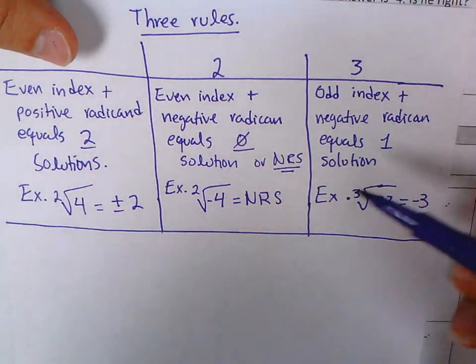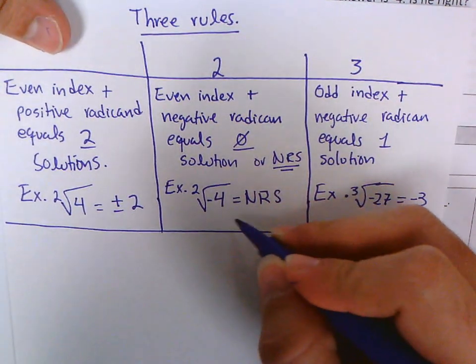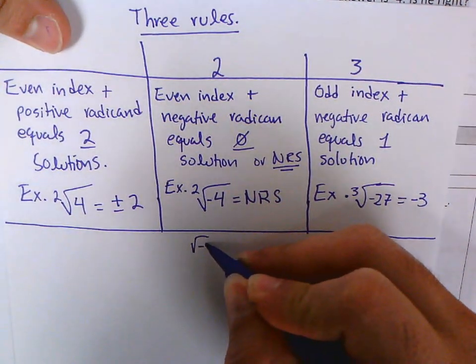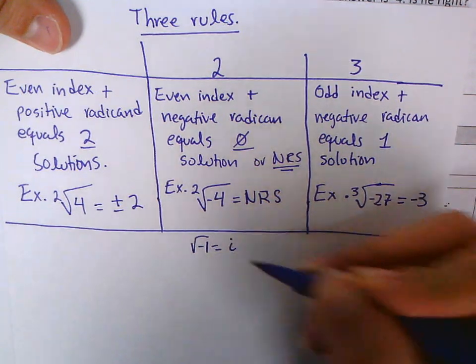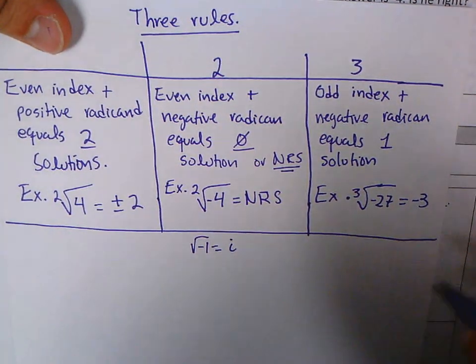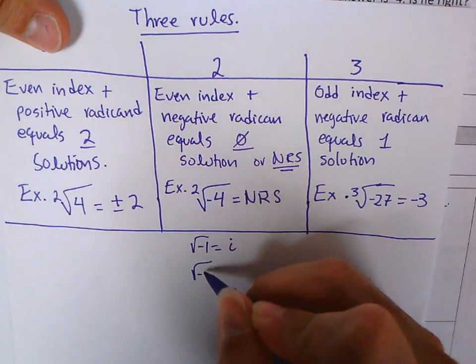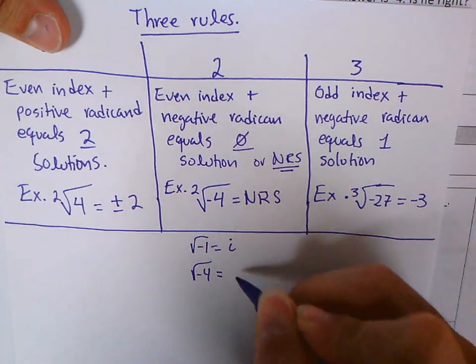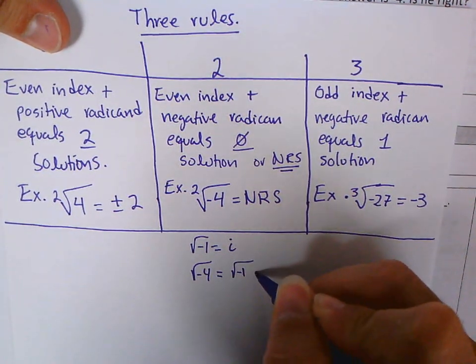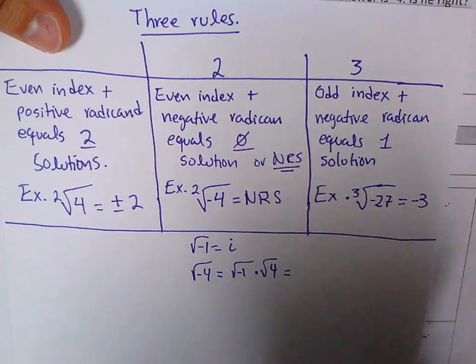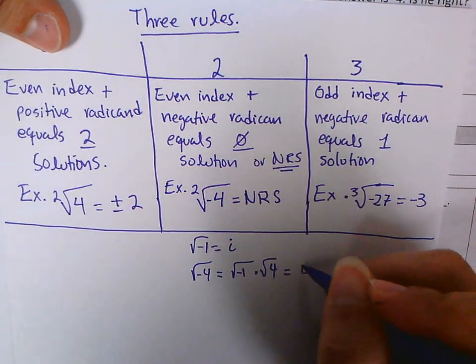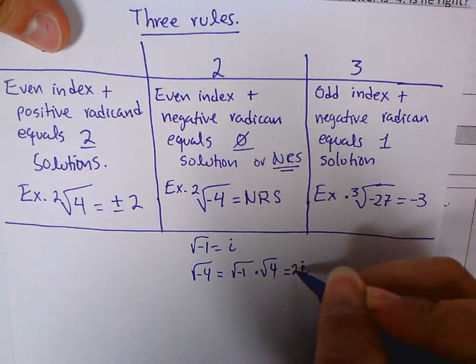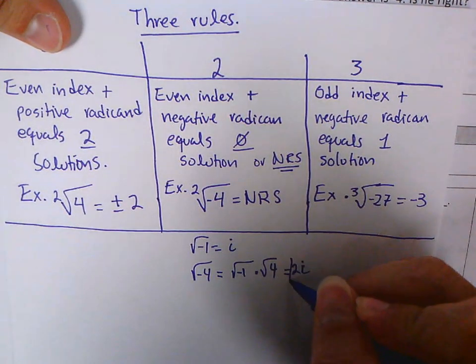Once you get to Algebra 2, you will actually learn that the square root of -1 we say is i. So if I do the square root of -4, that's actually the square root of -1 times the square root of 4, which is i times 2, or 2i. And that is my answer.